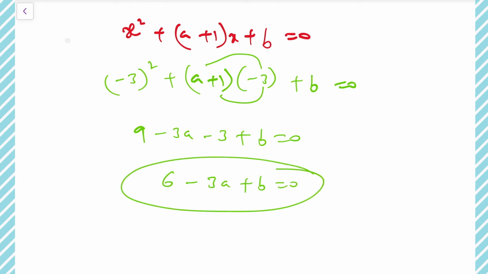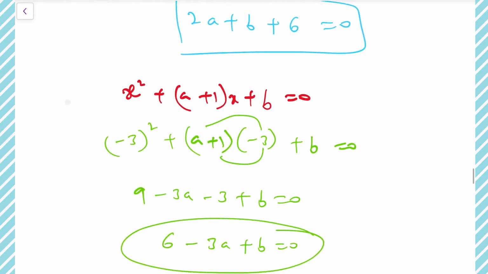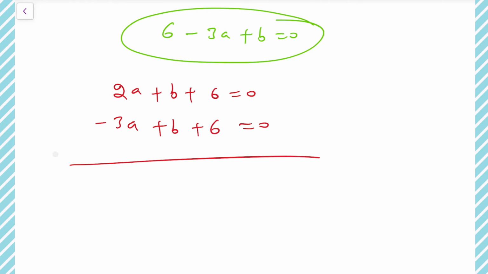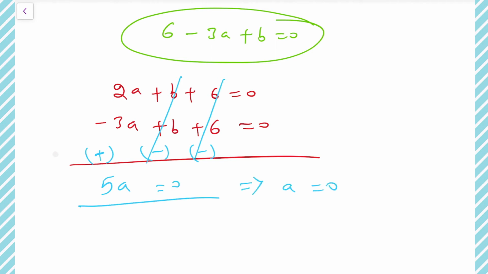This is the second equation. Now let us solve both the equations. First one is 2a plus b plus 6 is equal to 0. And the second one is minus 3a plus b plus 6 is equal to 0. These two equations I am subtracting. This is already minus, it will become plus, plus becomes minus, plus becomes minus, 0, no problem. 2a plus 3a is 5a, b minus b is 0, 6 minus 6 is 0, equal to 0. 5a is equal to 0, which means definitely a is equal to 0 only.